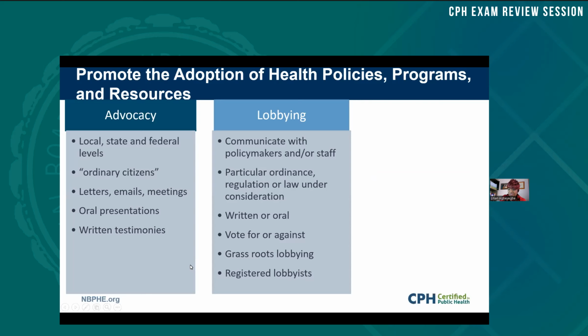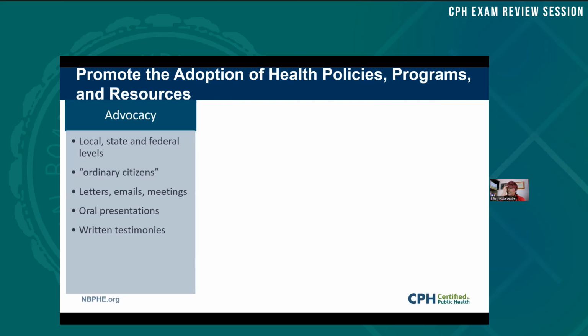So when we look at advocacy that I talked about, you advocate at the local level, at the state level, and at the federal level. And advocacy can be done by ordinary citizens like you and I. But beyond you and I, you can also work with members of your community. So you have people that you're serving if you're providing direct services. If not, you tell the members of your community to write letters, to write emails to their elected officials.